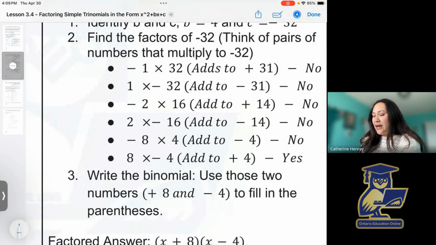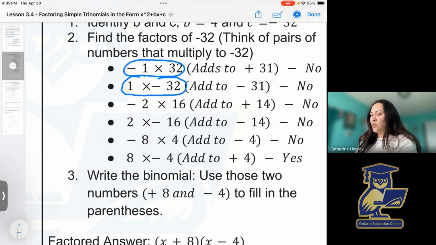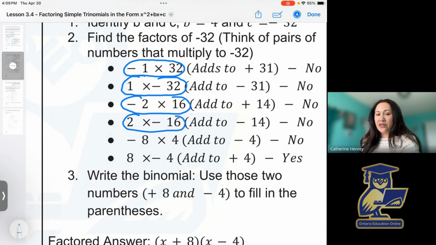So I could have negative 1 times positive 32, because that equals negative 32. But I could also have positive 1 times negative 32. That also gives me negative 32. And when we add them, either way, these two don't work. But for every pair of factors, because c is a negative number, you have to consider that at least one of the factors has to be negative. So again, we could have negative 2 times positive 16, or positive 2 times negative 16. Same thing with negative 8 times 4, or we could have positive 8 times negative 4.